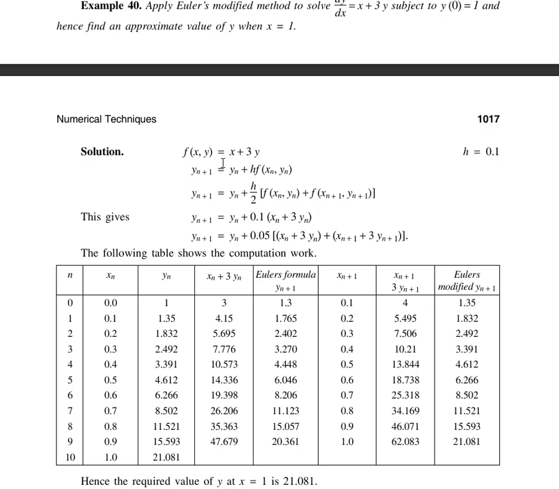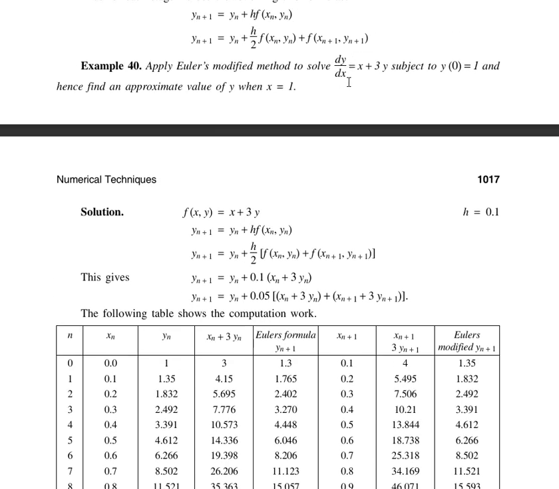This is Euler's modified method, right? In numerical methods. So in this question, we are being given our f of x, dy over dx equals x plus 3y.